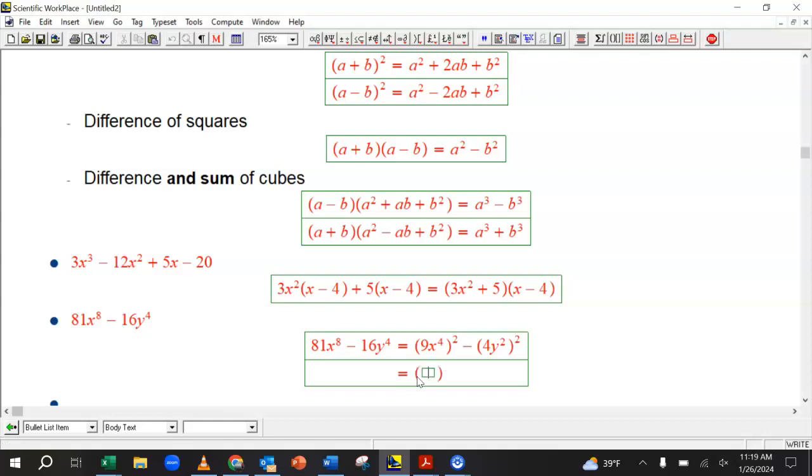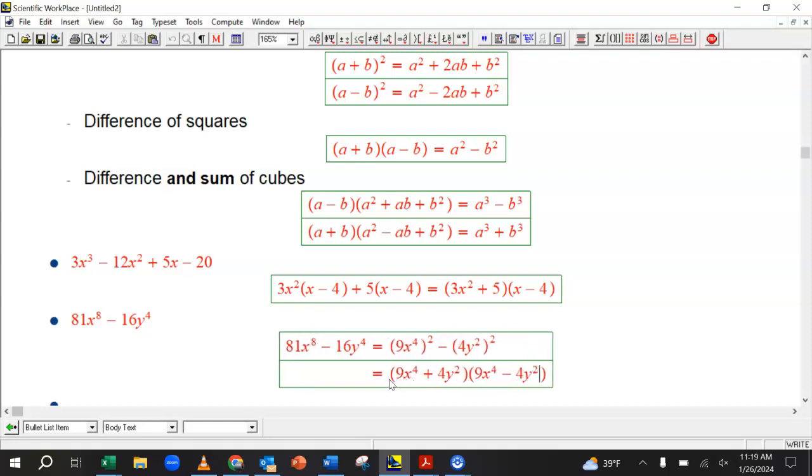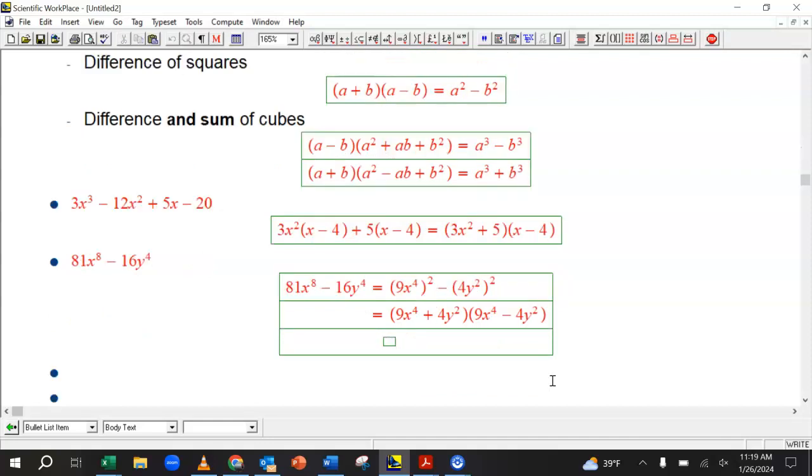Okay, so now that's going to be 9x to the 4th plus 4y squared times 9x to the 4th minus 4y squared. Here, it's looking like a sum of squares. Even if we're clever, it's looking more like a sum of squares. And indeed, it is a sum of squares. That doesn't factor further, but this does. That's exactly, again, a difference of squares. So we're just going to copy that. There's nothing we can do with that.